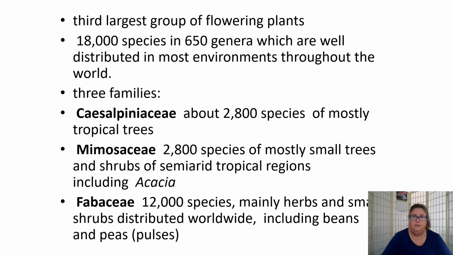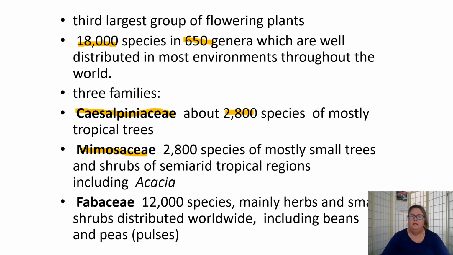All right. So they are the third largest group of flowering plants, 18,000 species in 650 genera. And they are distributed throughout the world and grow in a lot of different environments. So it's divided up into the Caesalpinioideae, which will flower here in the summer, 2,800 species. This is a lot of species.